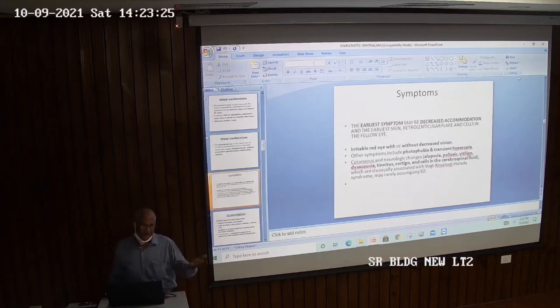The flare may be in the anterior chamber, or intermediate uveitis or vitreous part, or cells also. Irritable red eye with or without decreased vision. Decreased vision can be there, because when the aqueous flare comes, it hinders visual acuity. Other symptoms include photophobia and transient hyperopia.